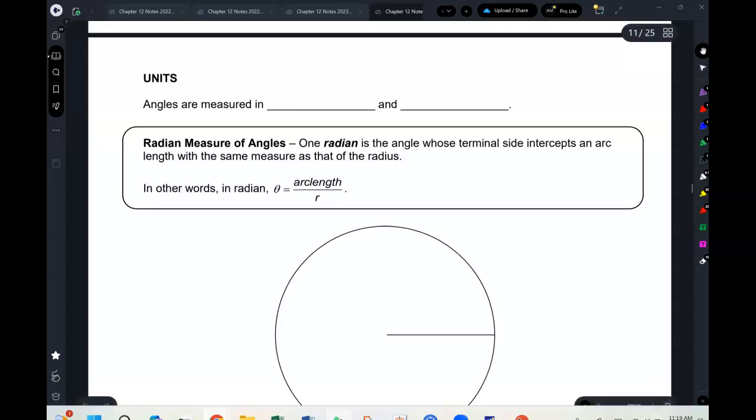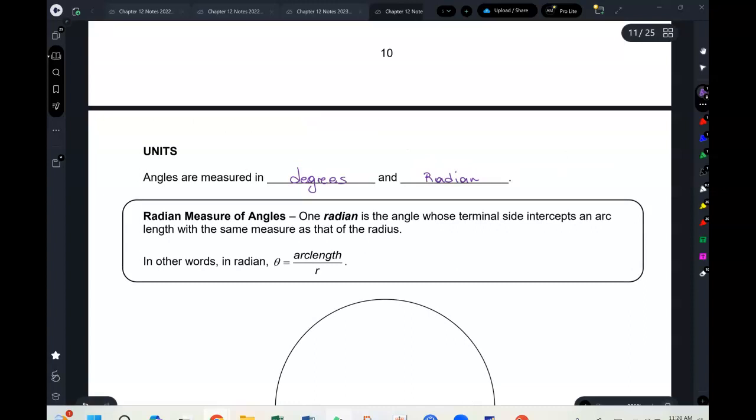One is you can measure angles in degrees. And another way to measure angle is radian. Okay. So let's talk about these for a minute. First, let's talk about what degrees are. Let's just get an idea of what we're talking about.